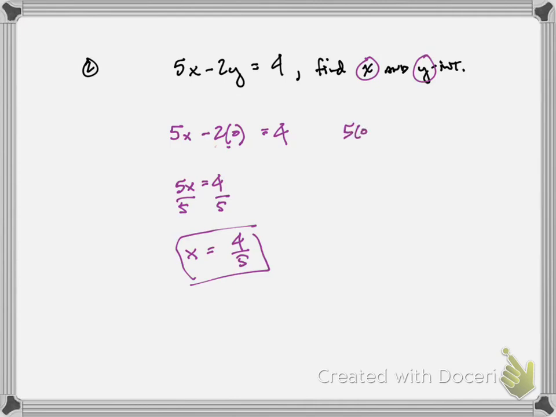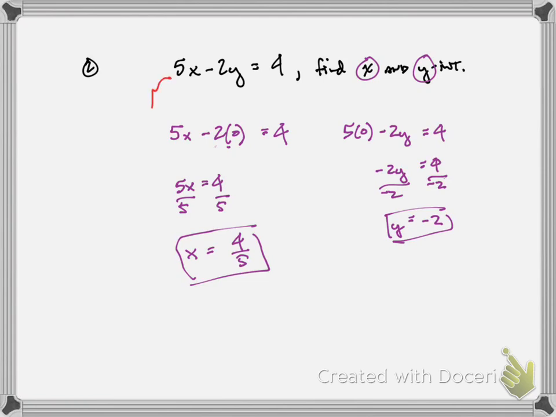And my y-intercept, I put 0 in for x. So 5 times 0 minus 2y is equal to 4. 5 times 0 is 0. Negative 2y is equal to 4. Divide by negative 2. And y is negative 2. So we have a y-intercept of negative 2 and an x-intercept of 4/5. Now, let's talk about two other representations of that, and we'll be done.